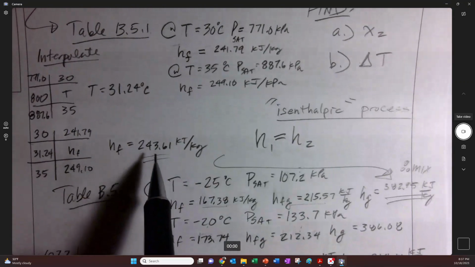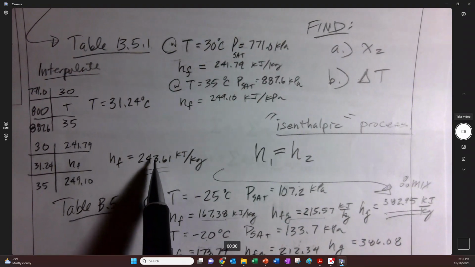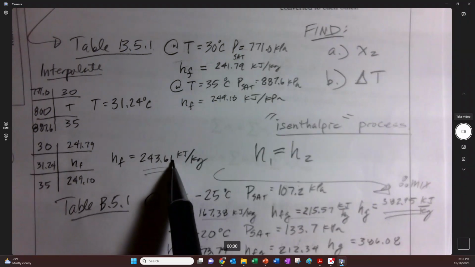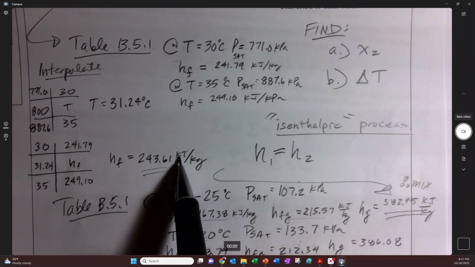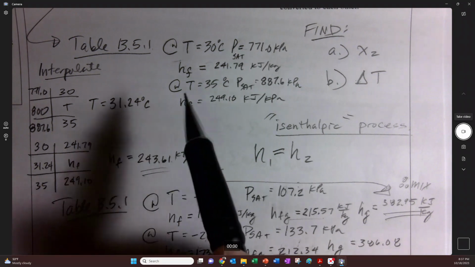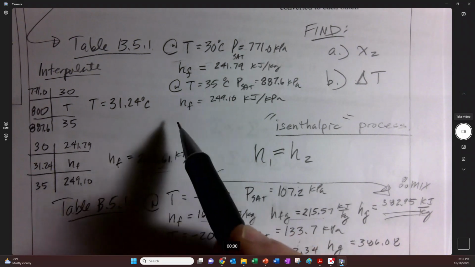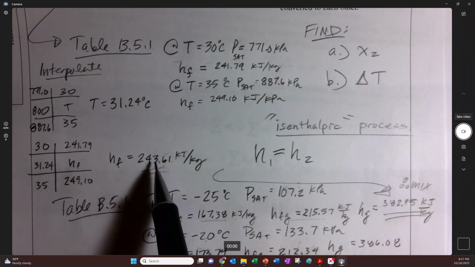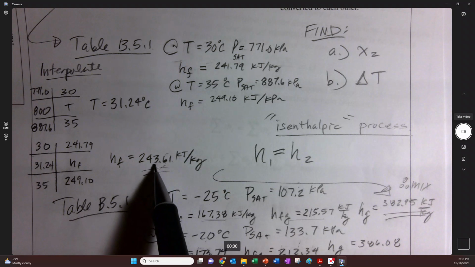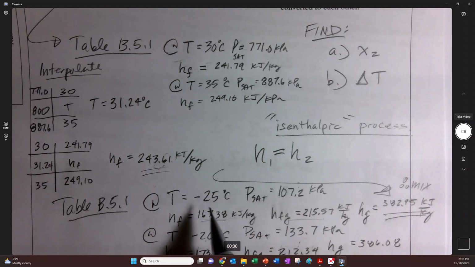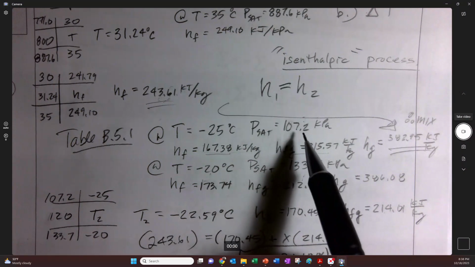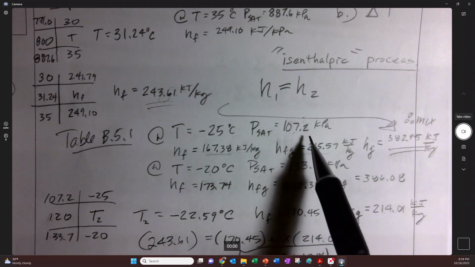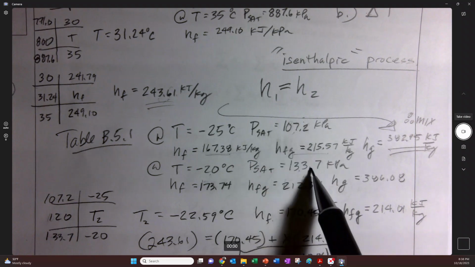All right, so here's what we're saying: state 2 has to have the same enthalpy as state 1. So here is the state. I interpolated up here for state 1; here is what H1 is going to be. It has to be the same enthalpy at state 2, but at the given pressure. I don't have that pressure listed. I have this pressure listed and this pressure listed, so I find 120 in between these.